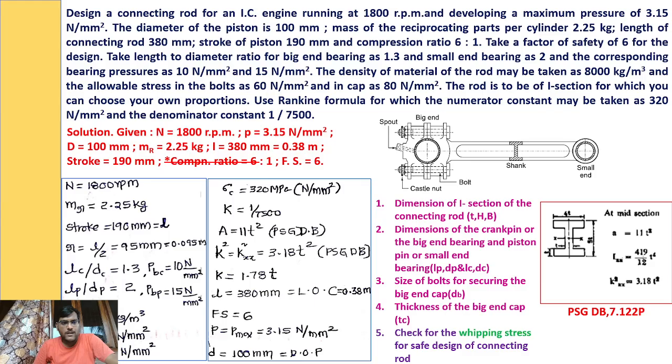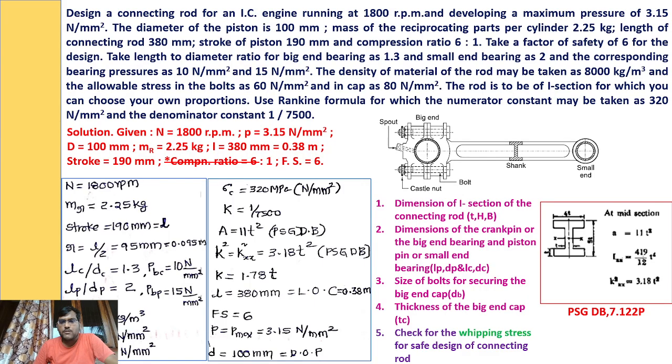And the corresponding bearing pressures. First we are talking about the crank pin, that is 10. Next one is 15, that is about the piston pin. Where P is the pressure, B is the bearing. So bearing pressure for the piston pin is 15, and this is for the crank pin, 10.